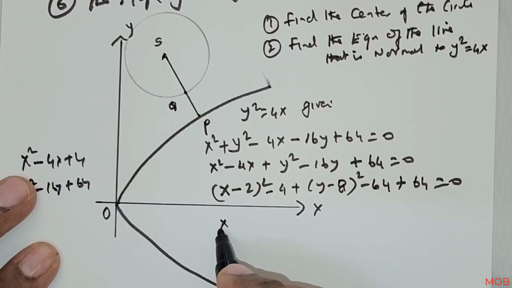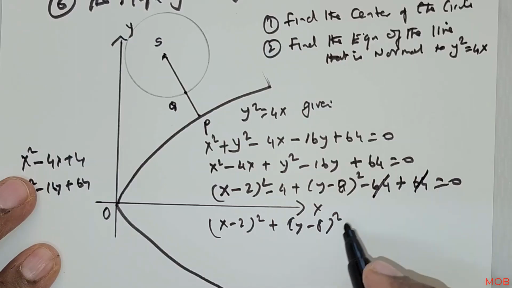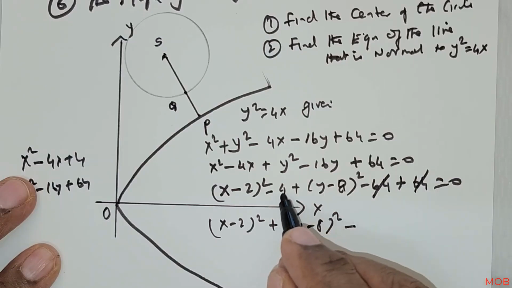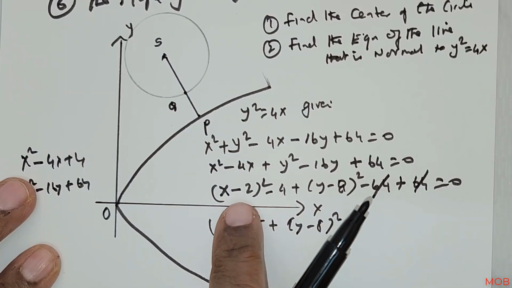So let me simplify this. x minus 2 the whole squared plus y minus 8 the whole squared. Negative positive goes off. You have a negative 4. I'm going to throw that negative 4 to the other side.